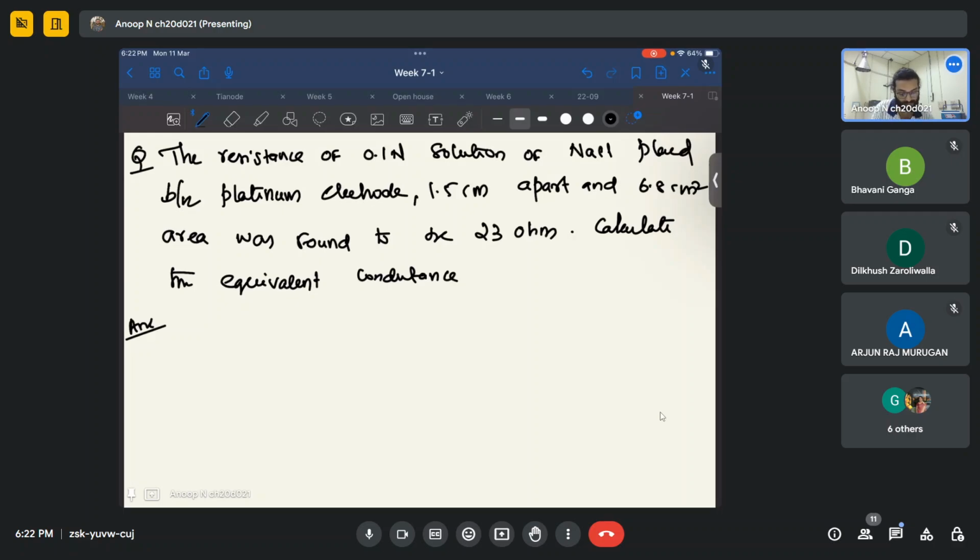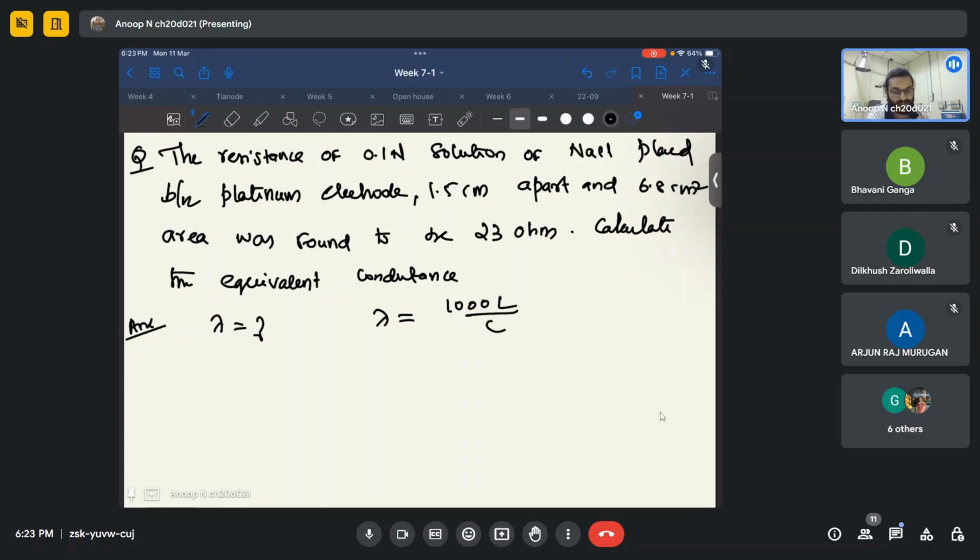What's the answer coming? We have to find the value of lambda. What's the formula for lambda? No, we have to find equivalent conductance. That value is specific conductance, whatever you commented. From that, we have to find out equivalent conductance. So equivalent conductance is nothing but 1000 L by C.